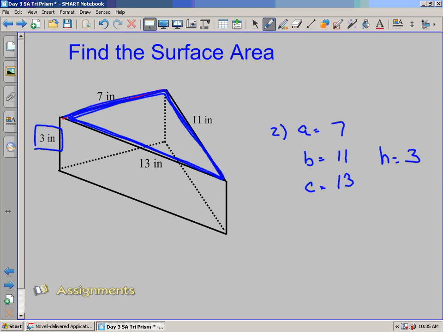If you didn't get the correct answer, then I want you to go through and try this and see what you get. The correct answer was 170. And again, we want to have inches squared for that. If you didn't get 170, then take your time and try the problem again.